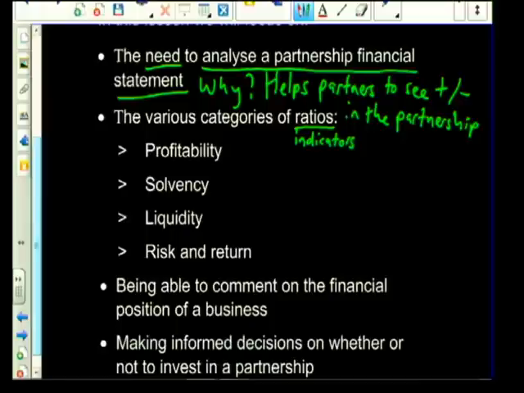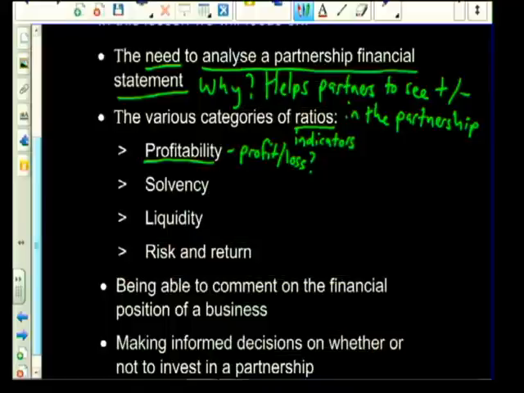These four main categories are, firstly, the profitability of the business. In other words, am I making a profit? Am I making a loss? Is my business more profitable than it was last year? Is it less profitable than it was last year? Can I compare my profit or my loss to other businesses that sell the same product? Am I doing better or am I doing worse than them? What needs improvement and what needs to change? When we look at indicators like that, we're analyzing the profitability of the business.